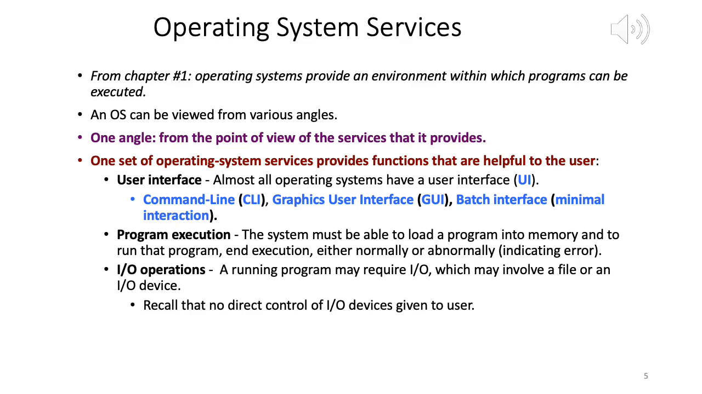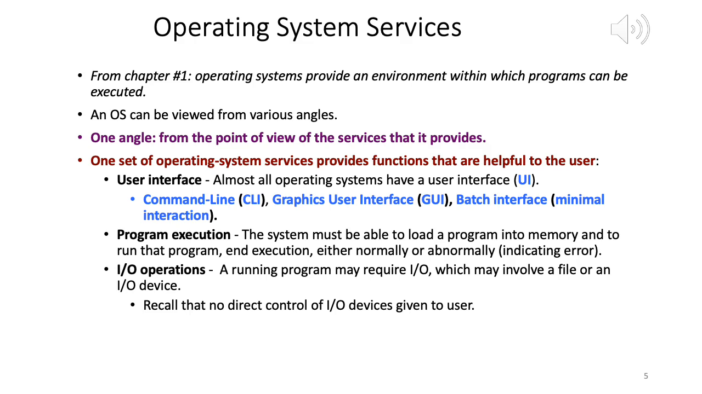From chapter 1, operating systems, we learned that operating systems provide an environment within which programs can be executed, right? Just as a background. An OS can be viewed from various angles. One angle is from the point of view of the services that it provides. One set of operating system services provides functions that are helpful to the user.